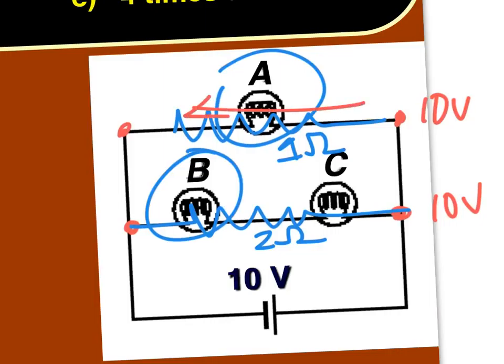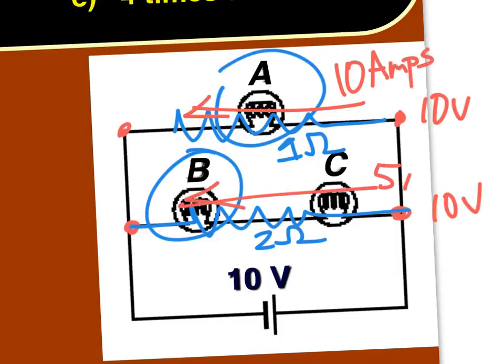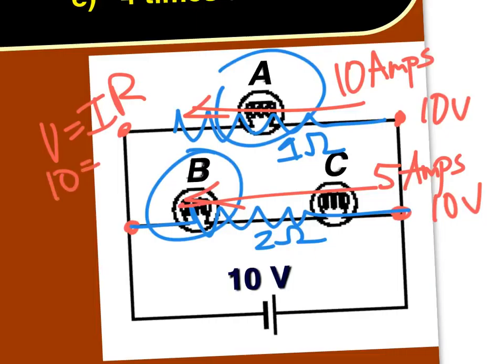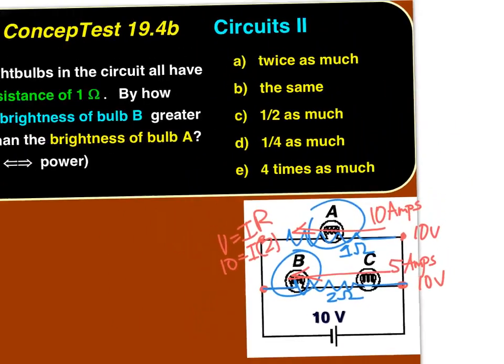Through here, we're going to have 10 amps. That's a lot. This one might explode. Through here, we're going to have 5 amps. How did I get that? From V equals IR, right? We got 10 volts, 2 ohms, and current giving us the 5 amps. So if this light bulb is getting more current than this light bulb, it should be brighter. That's the bottom line. Let's see.